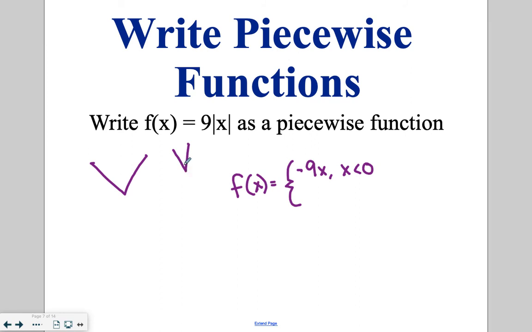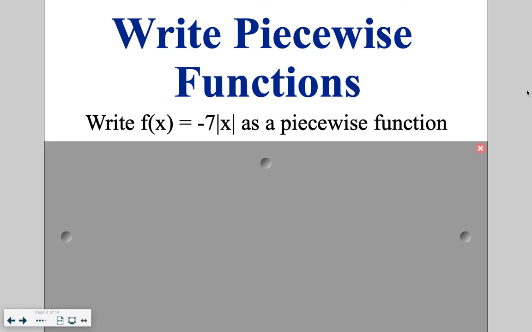Absolute value functions have their origin at 0, so that's why it flips over at 0. Then we flip up, and we're going up now, so that's that positive part of your absolute value graph, and that's going to be for x is greater than or equal to 0. So that's where it's trending up. Go ahead and try this one on your own.